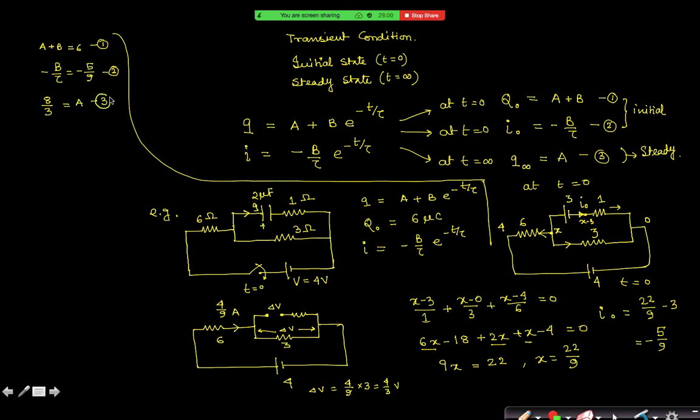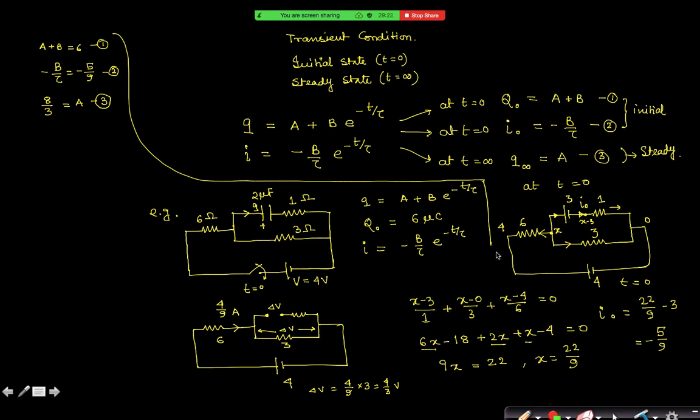Yes. Sir, I have a doubt in that battery part. When you were finding I naught, sir, in your case, I naught is coming out from the negative terminal of that battery. Yes, that capacitor. No problem. I naught is also entering into the positive plate.